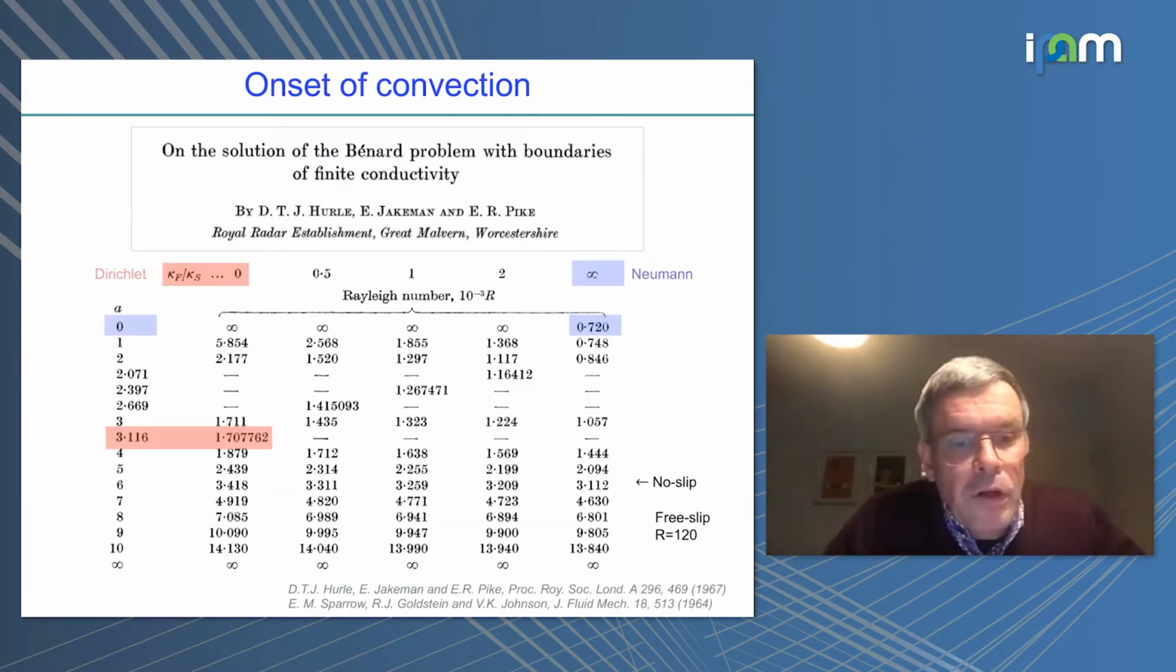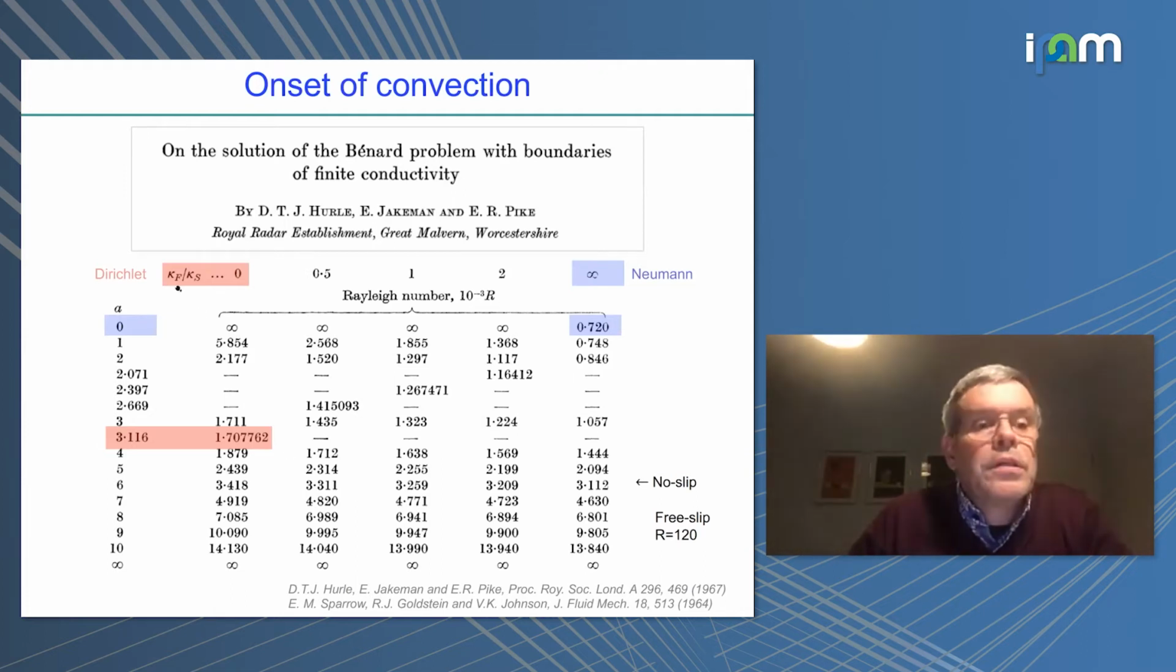Okay, so let's recall what is known for this particular case of Neumann boundary conditions from the theory. So we have to go back to old works by Sparrow and colleagues, and I'm showing you here results from Hurle and colleagues from 1967. What they have actually considered is the so-called conjugate heat transfer problem, where you really have a finite plate, which has a finite diffusivity or conductivity. And then you go to the limit that you have an ideally conducting plate, which is the limit of kappa fluid to kappa solid equal to 0.